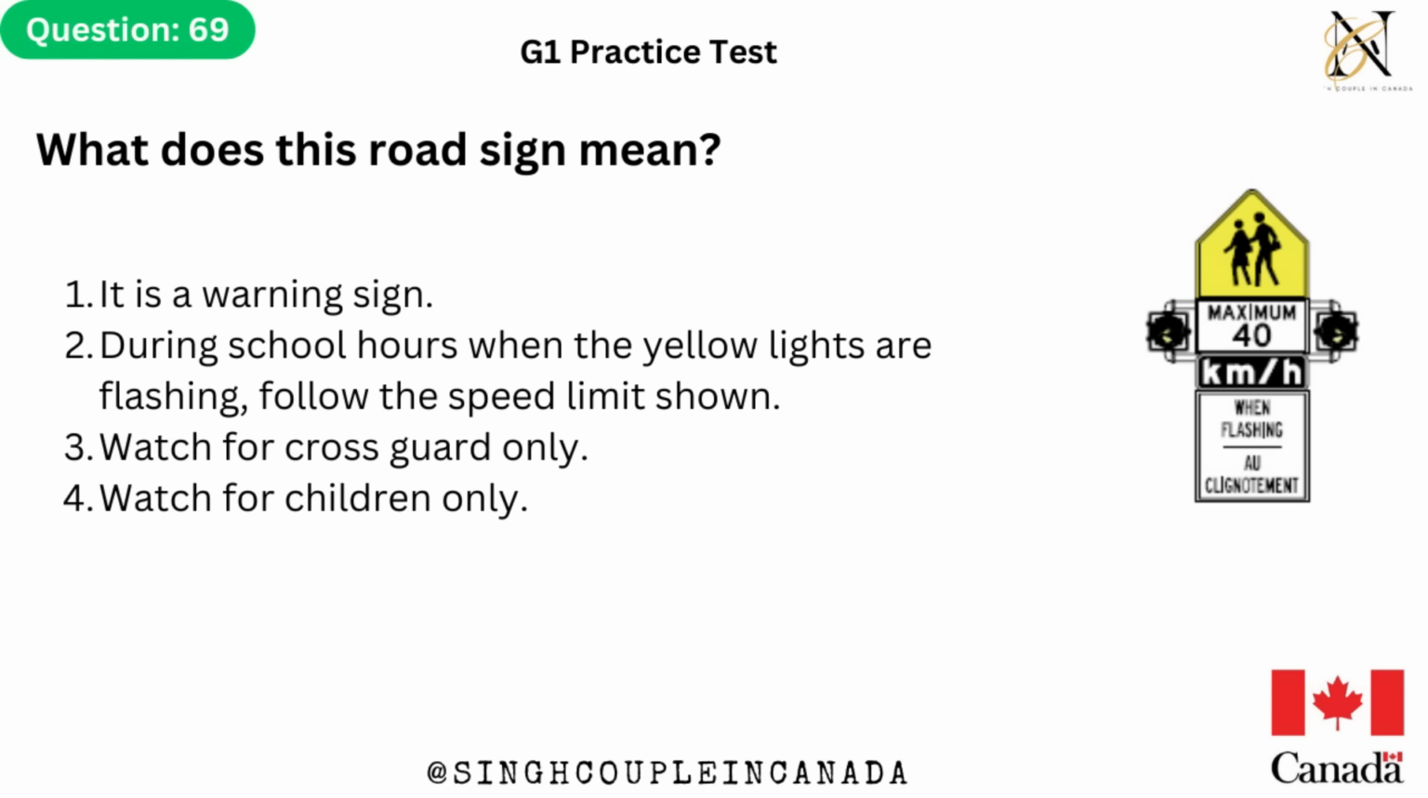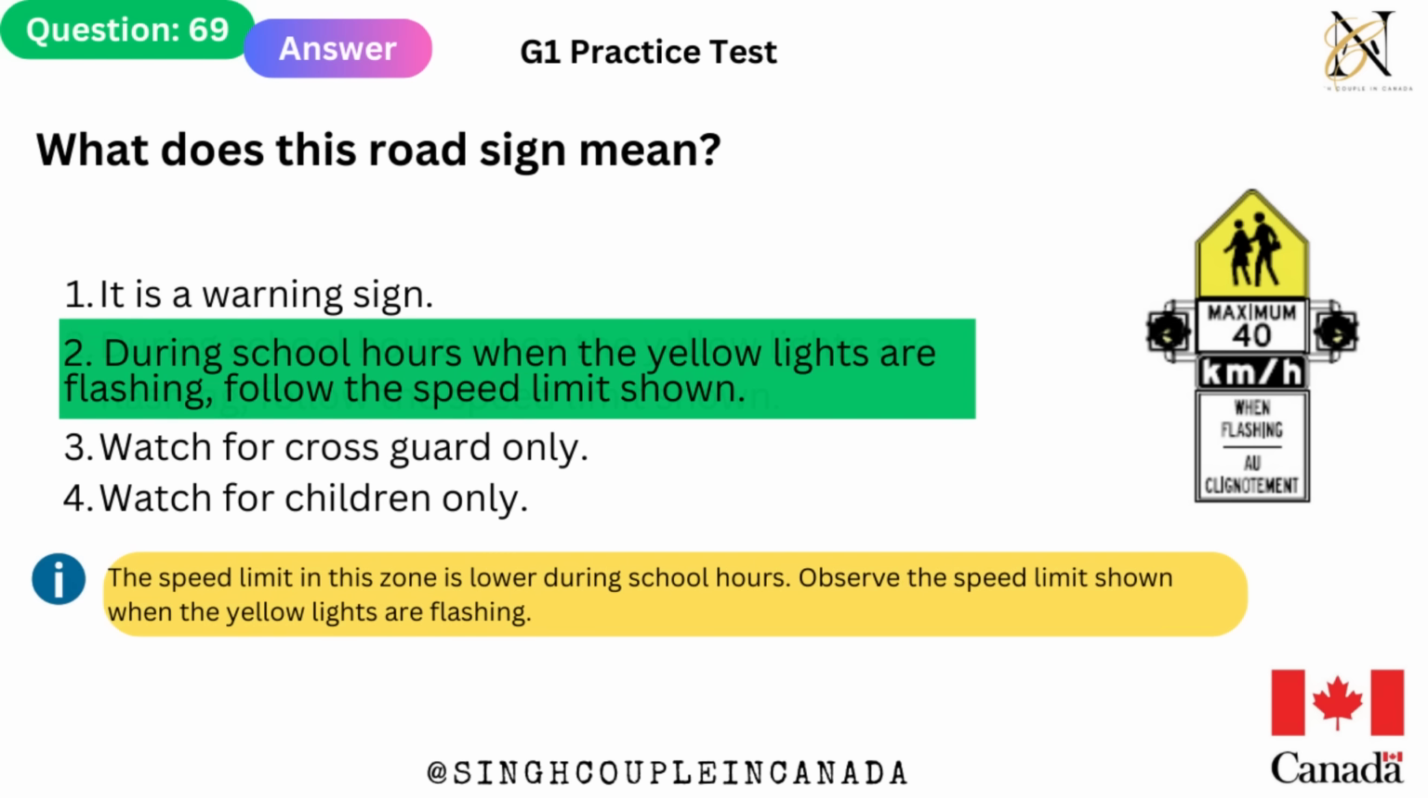What does this road sign mean? 1. It is a warning sign. 2. During school hours when the yellow lights are flashing, follow the speed limit shown. 3. Watch for crossguard only. 4. Watch for children only. The answer is 2. During school hours when the yellow lights are flashing, follow the speed limit shown.